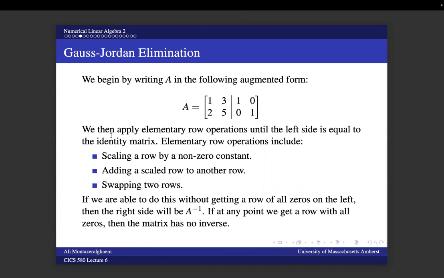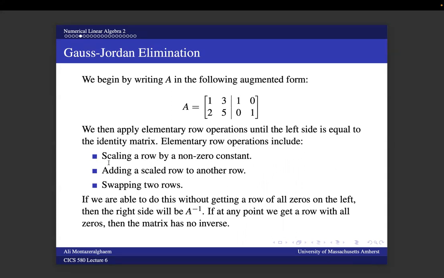So when we apply row operations, we need to do that until the left side is equal to the identity matrix. The row operations that we need to do on each row can be from these three options that we have here.